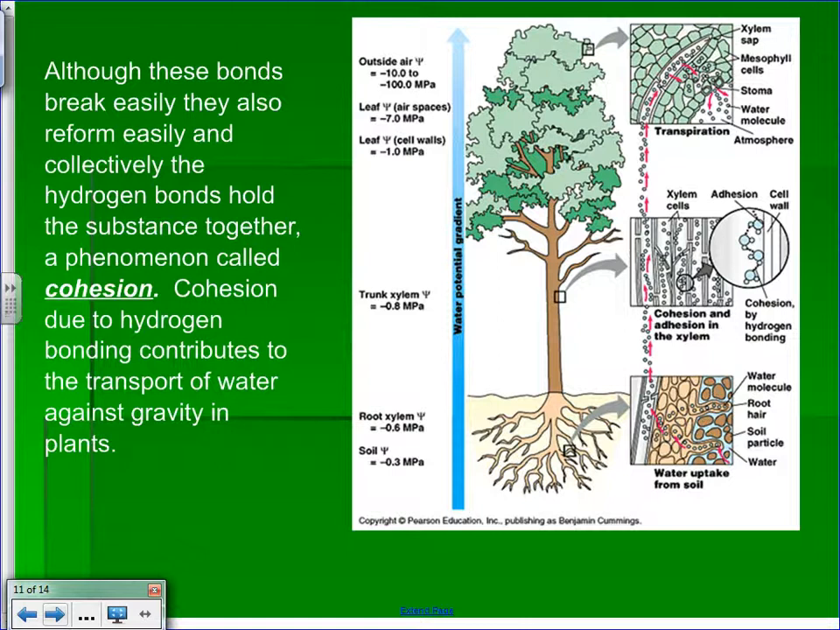All right. So in a plant, okay, here's what you've got going on. Okay, you've got two processes. One of them is called cohesion. Cohesion is hydrogen bonds between water molecules. Okay, so we need to know what cohesion is. Cohesion is due to the hydrogen bonds, okay, and it's between similar molecules.